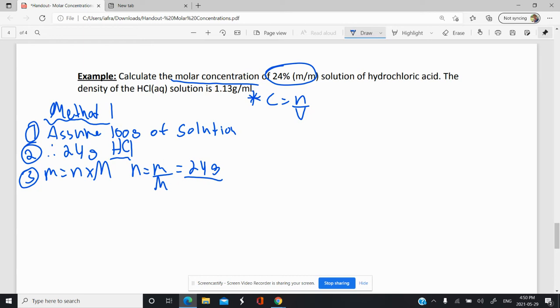Over the molar mass of HCl, which is 35.45 plus 1.01, gives us 36.46 grams per mole. So 24 divided by that answer gives us about 0.658255622 moles. So we have our moles now. That's a 658 there, by the way. So let's erase that and make sure we can write it so it's legible.